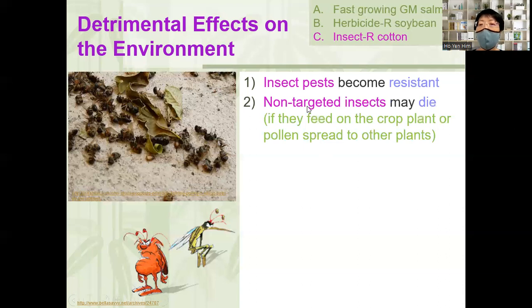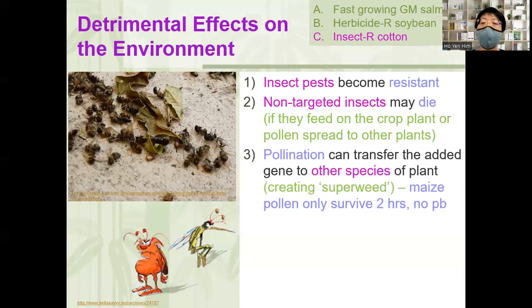Non-targeted insects may die. See what happened? The plant produces pollen, right? Even though the insects do not feed on the plant, once the pollen spreads out, pollen is food for a lot of insects. So when they feed on it, they die. They are non-targeted insects, but they die because they feed on the pollen. Also, pollination can transfer the gene to other species which are close relatives, and then it can create superweed. Superweed, correct, because insects cannot kill them.